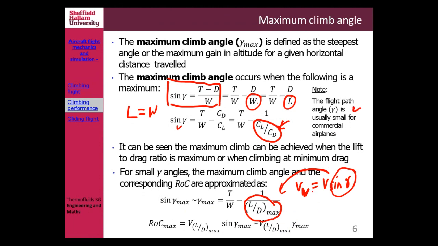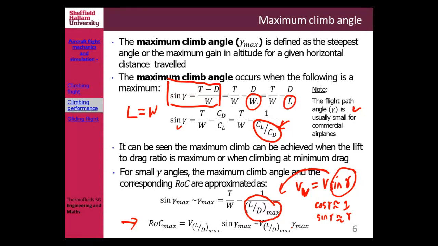So if we go back again to what we agreed before, if you take into account a small angle, the cosine of a small angle will equal 1, and the sine of a small angle will equal the angle itself, which is gamma. So that's why the maximum rate of climb happens when you take the velocity of your aircraft at lift to drag maximum multiplied by your gamma maximum. Okay, right. So now the question is how you conduct or perform your climb.